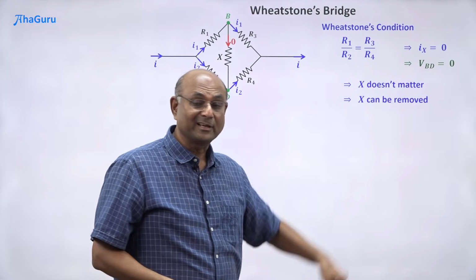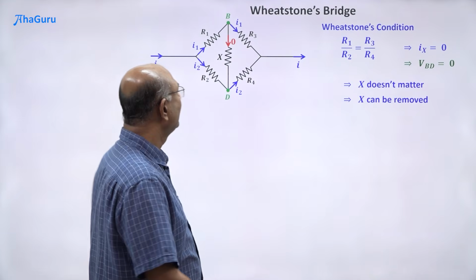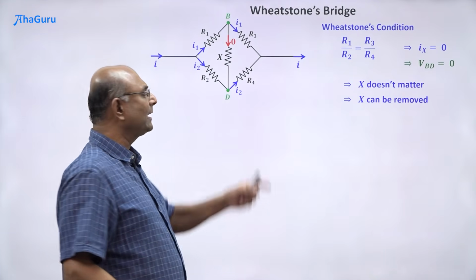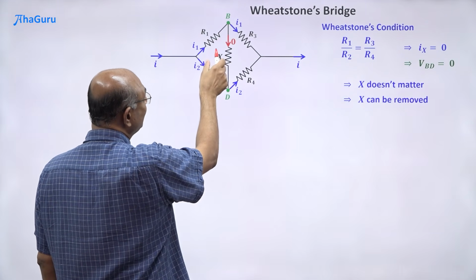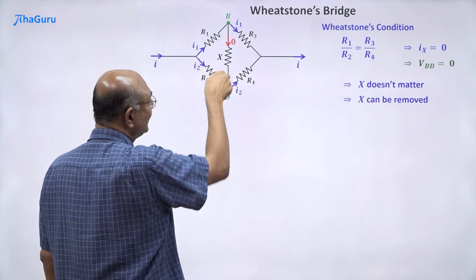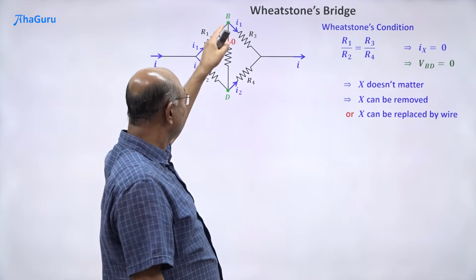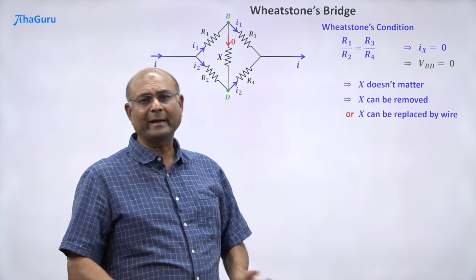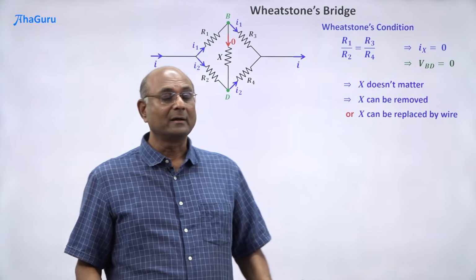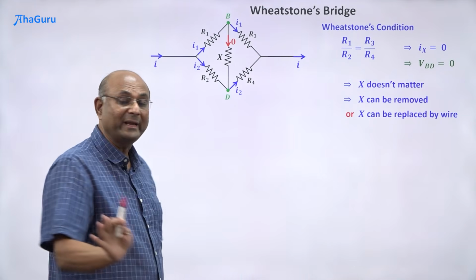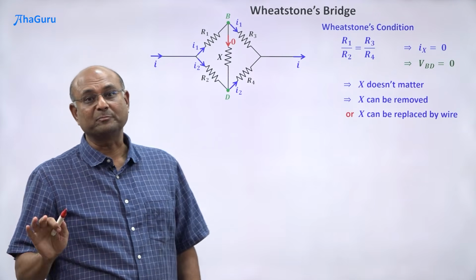But that is the final case. Because there is no current, even if I remove X, nothing is going to happen to the rest of the circuit. It doesn't have to only be removed. You can keep on reducing the value of the resistance such that it basically becomes a wire. So X can be replaced by a wire. So X can be removed or replaced by a wire or replaced by 2 ohms, 3 ohms, 7 ohms, 21 ohms. Doesn't matter. The rest of the circuit does not know any of this. The rest of the circuit current will flow exactly as before.